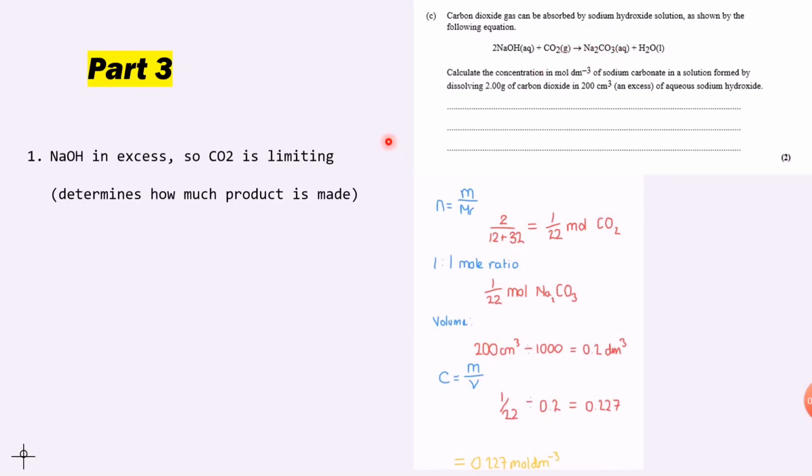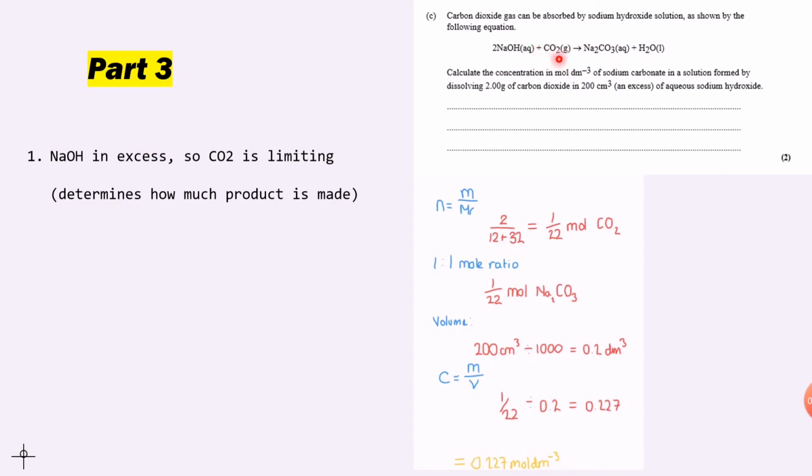So we first have to look at what the question has given us. It said that our sodium hydroxide is in excess. So this means that our carbon dioxide is the limiting reagent. So this means that it's the amount of CO2 that determines how much product is made. So this means if sodium hydroxide is in excess, not all of the sodium hydroxide will be used to make our product, but all of the carbon dioxide will be used because it's the limiting reagent. The reaction will keep going until the carbon dioxide runs out.